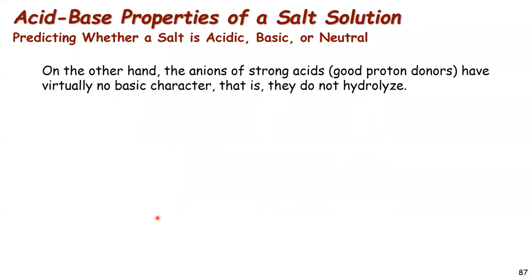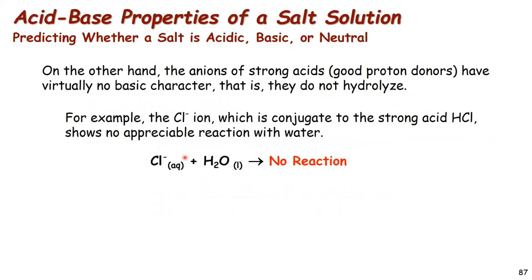Okay? So on the other hand, the anions of strong acids are good proton donors and have virtually no basic character, and that's why they don't hydrolyze, right? So for example, the chloride ion is the conjugate base of hydrochloric acid, which is a strong acid. So again, what would happen is that the H plus would transfer to form HCl and the hydroxide. But again, the HCl is immediately, since it's a strong acid, going to react with the hydroxide and go straight back to this. So again, we have the conjugate base of a strong acid and it will not hydrolyze.